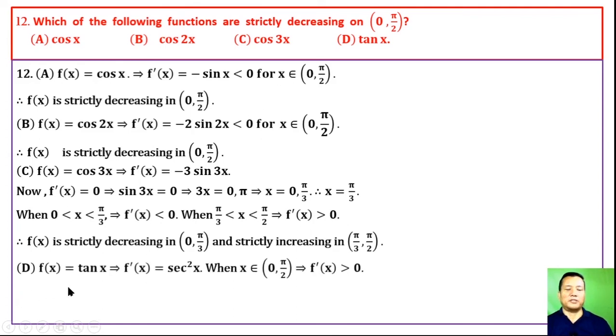For d, f of x is tan x, whose derivative is sec squared x. When x belongs to 0 to pi by 2, f dash x is always greater than 0. Therefore, f of x is strictly increasing on the open interval 0 to pi by 2.